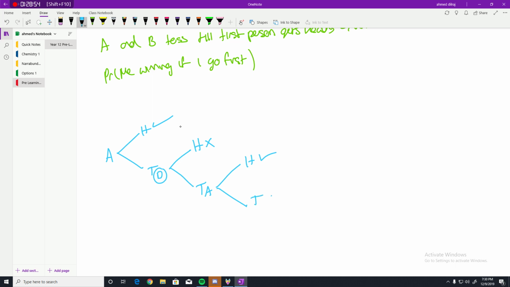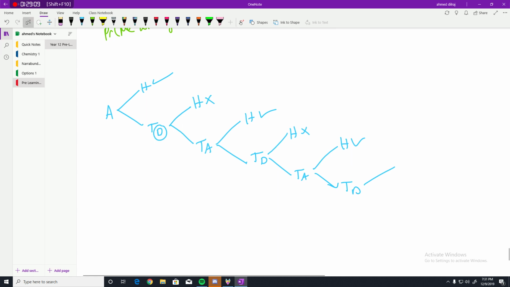And if I get a heads, I win. If I get a tails, Daksh tosses again. And if Daksh tosses a heads, I lose. If Daksh tosses a tails, then I toss. I get a heads, I win. If I get a tails, Daksh tosses. Daksh gets a heads, I lose. Then if he tosses a tails, I toss. If I toss and I get a heads, then I win. If I toss a tail, and so forth. So this goes on and on and on. So can anybody tell me what type of series this is?